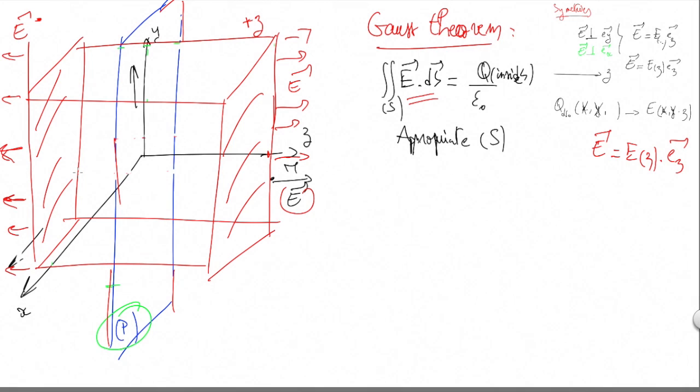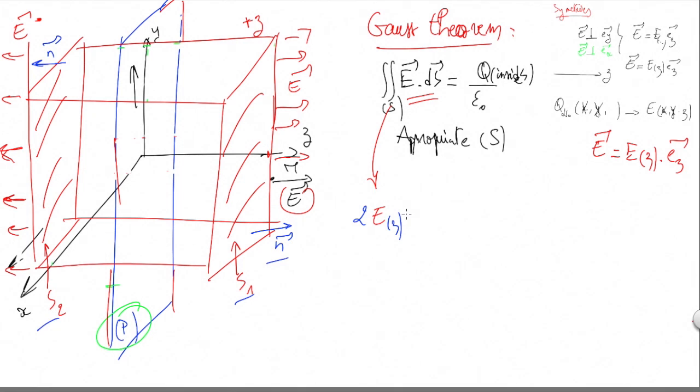The other faces are orthogonal to the field, so the flux across them is 0. If we call this S1 and this S2, the area of S1 and S2 being the same, E is constant on S1, so the flux across S1 is constant and the surface vector is parallel to E. The same applies here. We'll have just 2 times E of Z, with these symmetries, times the area of S1.